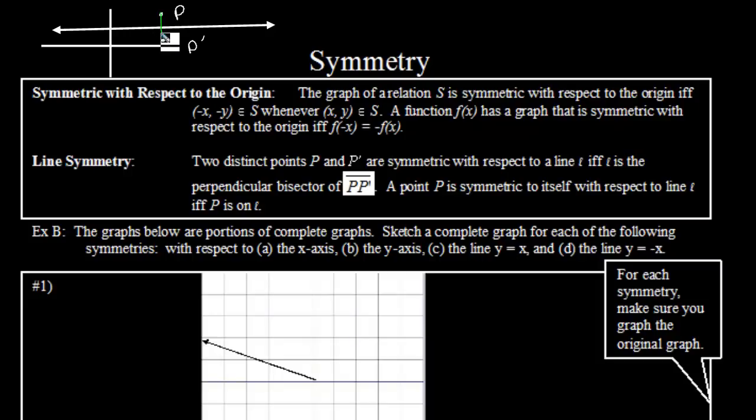We have this segment connecting P and P prime, which may or may not be in the picture. Once again, these points are symmetric with the line L if line L is a perpendicular bisector. Perpendicular means forms a 90-degree angle. Bisector means it's the same length from P to the line as it is from P prime to the line. Once again, it's a mirror image. Things are identical on both sides of that line. Let's look at example B.